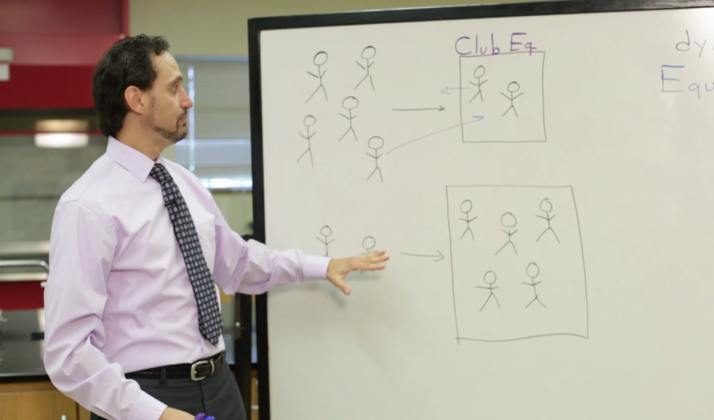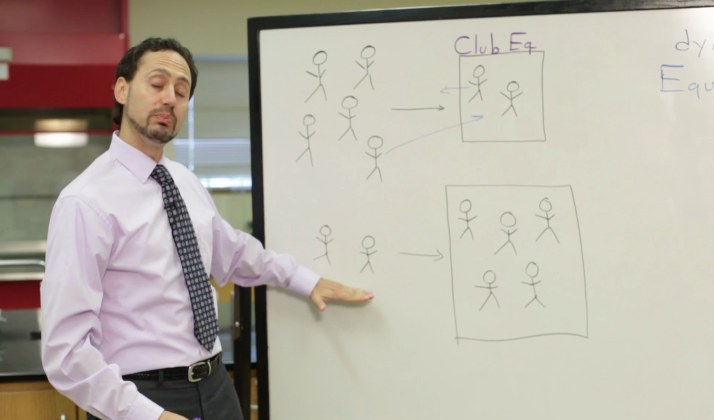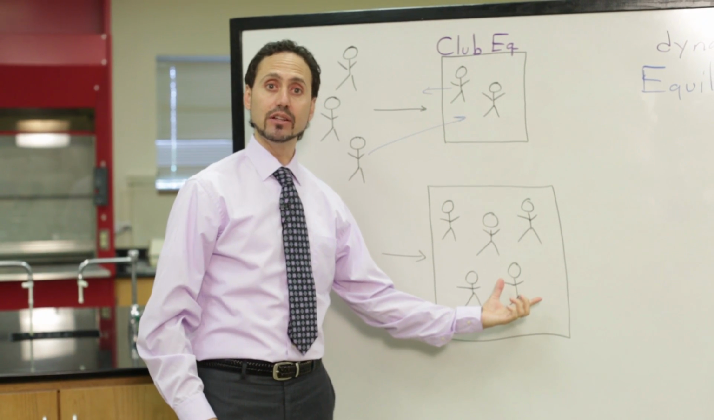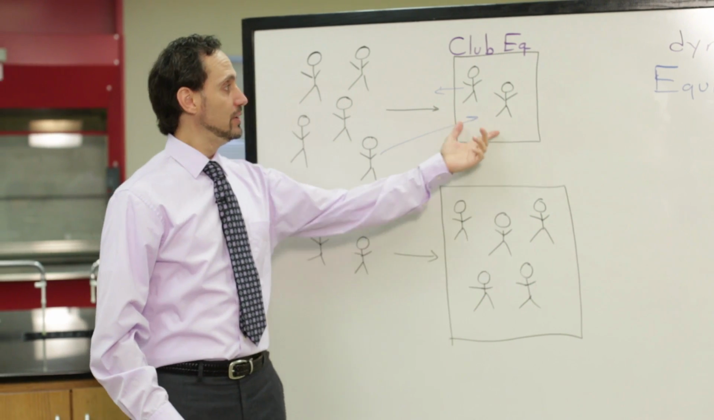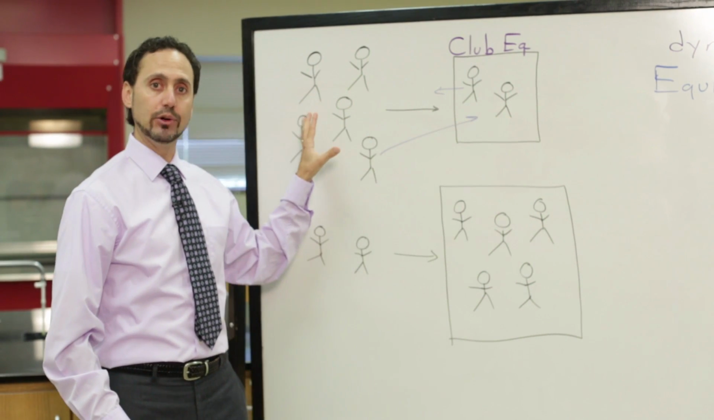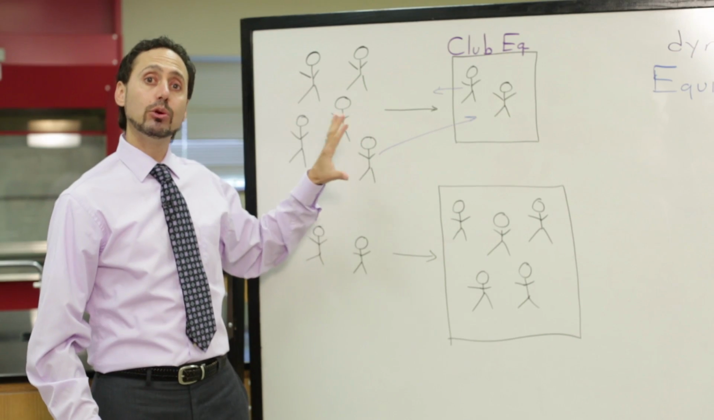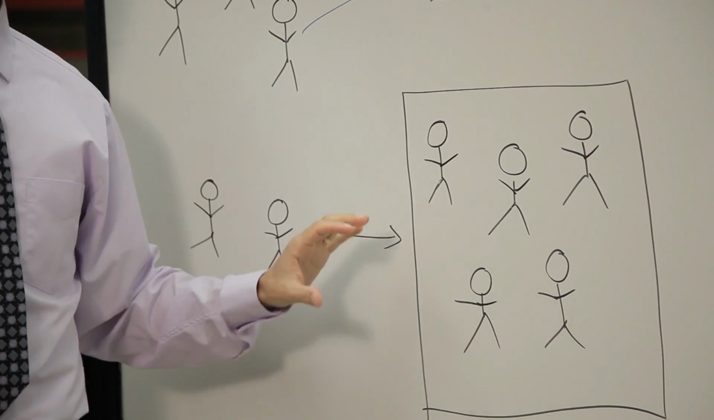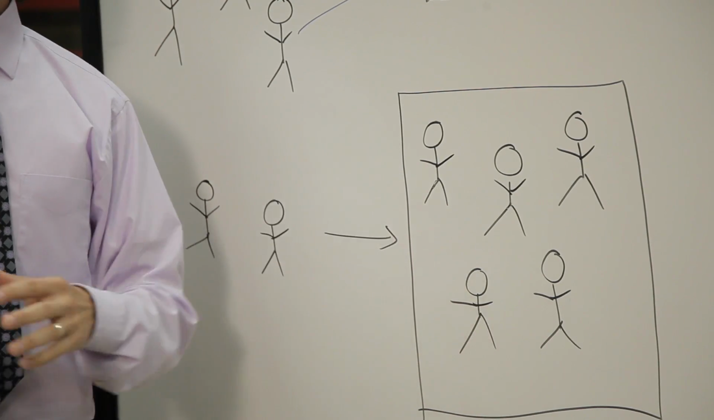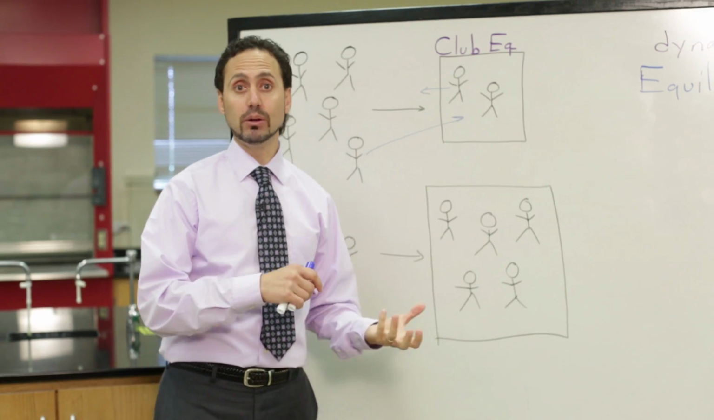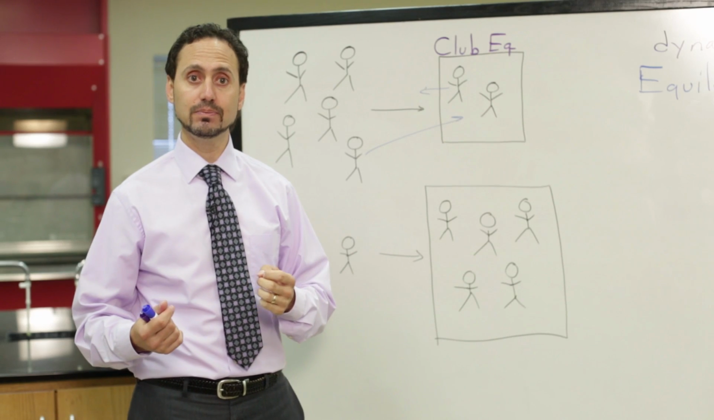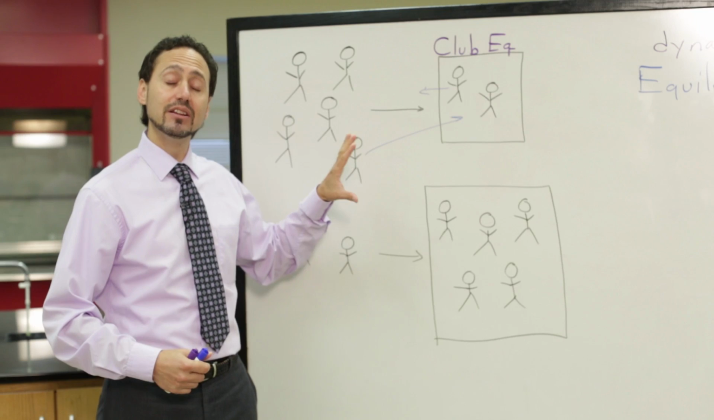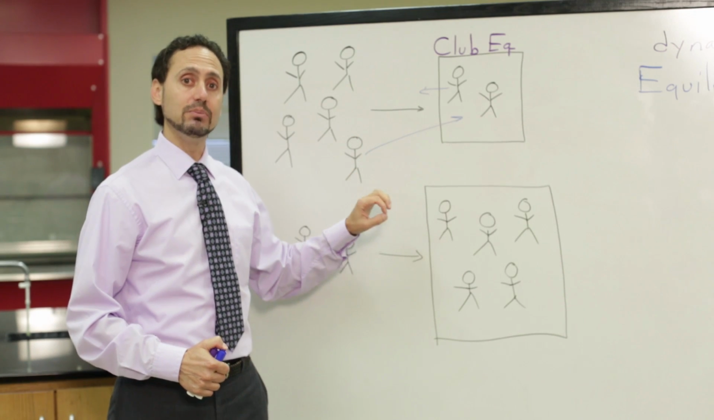Now, occasionally, we'll have a smaller number of people outside the club and a larger number of people inside the club. Sometimes fewer people inside, more outside. The concept of equilibrium does not mean that we have equal number of people inside and outside the club. Equilibrium does not mean that we have equal amounts of reactants and products. Okay? Equilibrium means something a little bit different. And what does it mean?